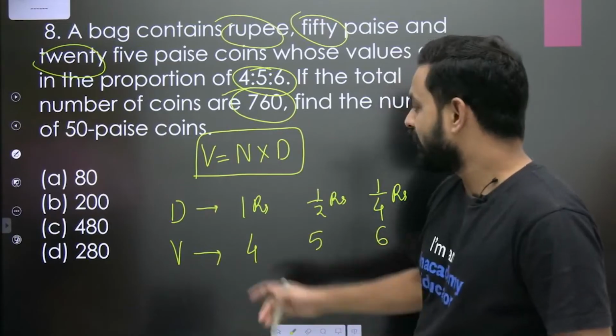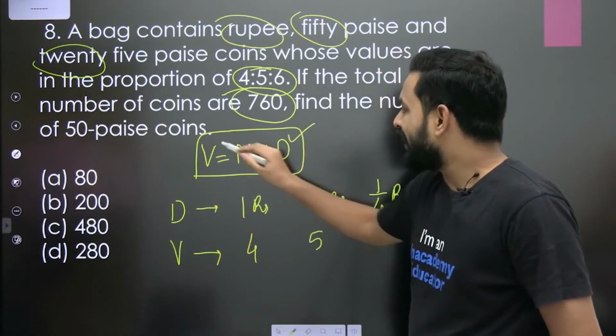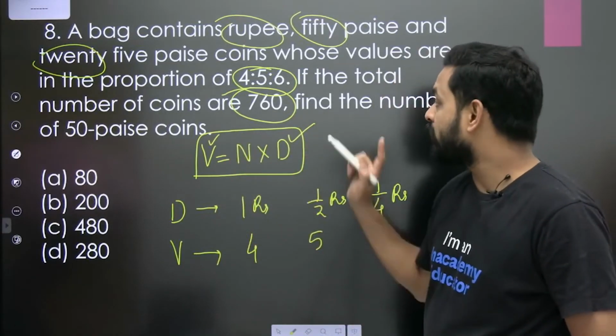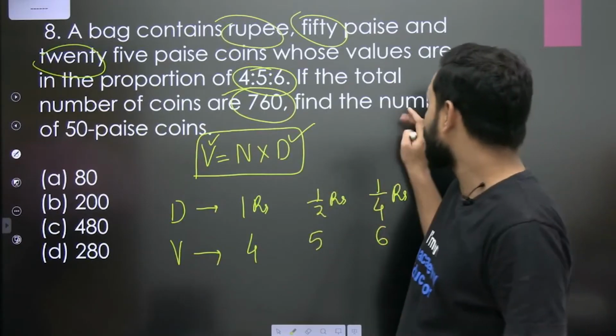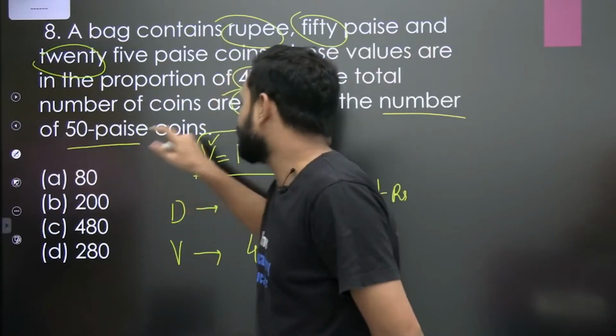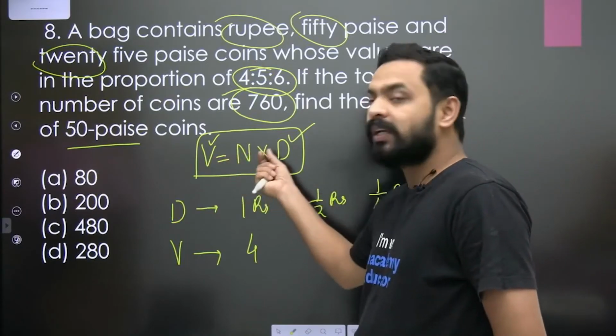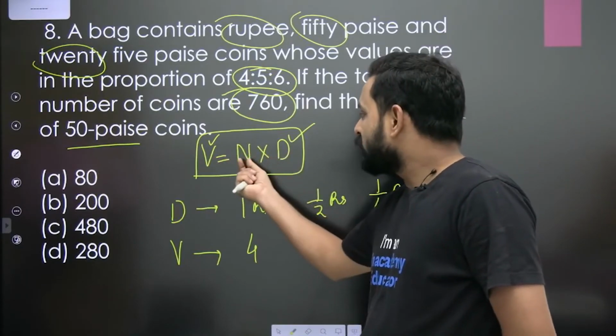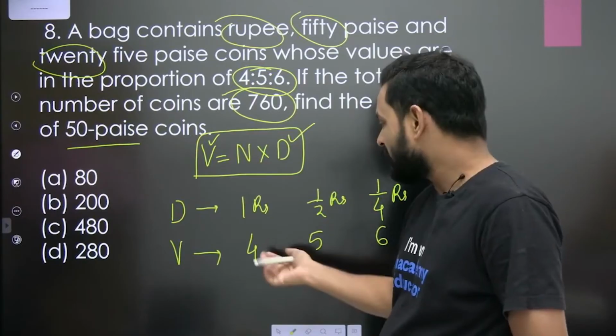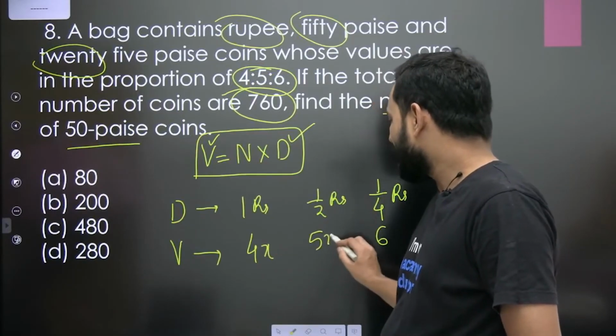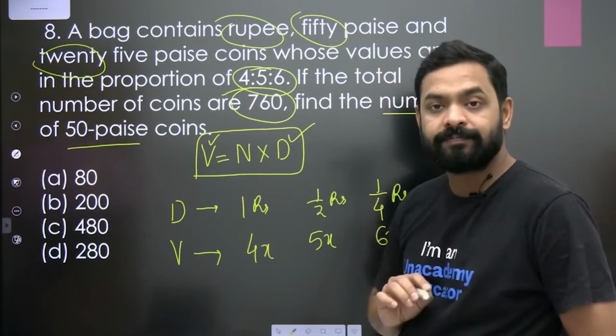4:5:6, right? D is given and V is given. We'll have to find the number of 50 paise coins. Now if V is equal to N into D, then N is equal to V by D. And this is the ratio, not the actual, so we can take a multiplying factor as well.